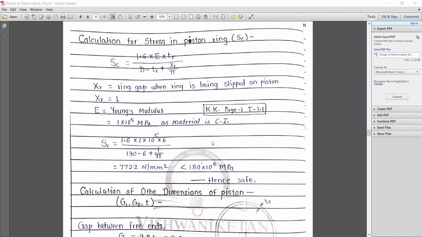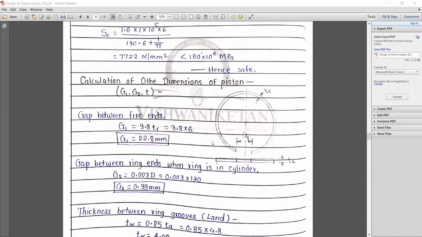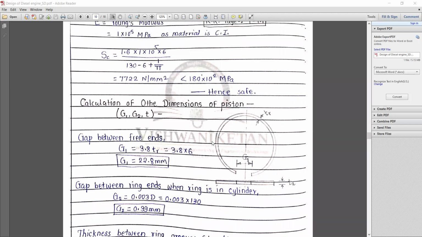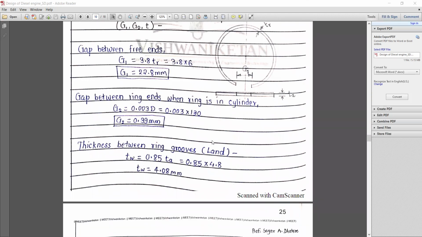Okay, in the previous lecture we haven't calculated the other dimensions of the piston. These piston dimensions include the gap between the piston ring ends, which you can look at in the figure. G1 is the gap between the ends of the piston ring. So G1 is equal to 3.8 times TR. So 3.8 multiplied by 6, so G1 is equal to 22.8 mm.